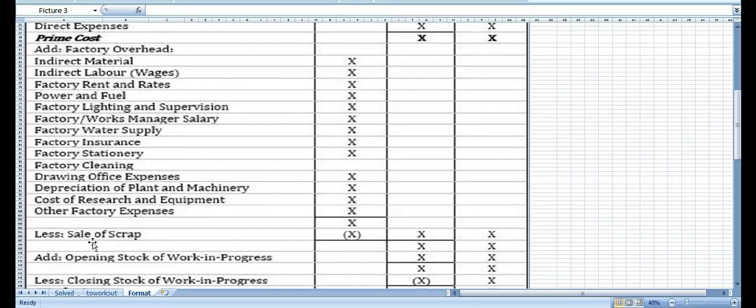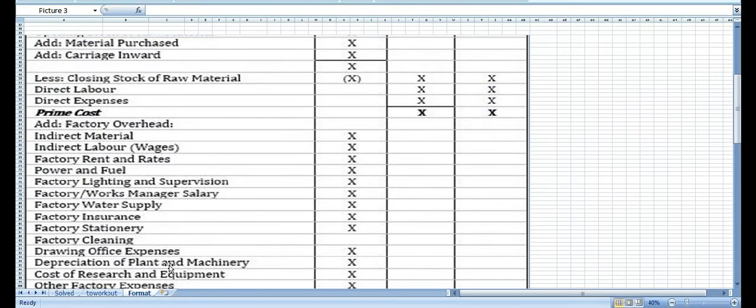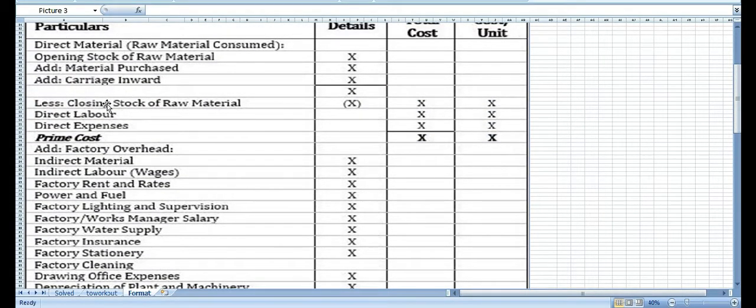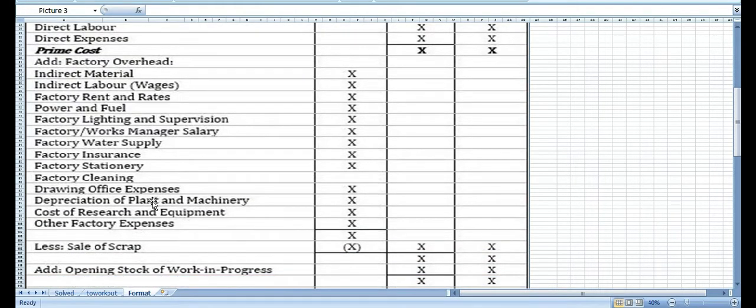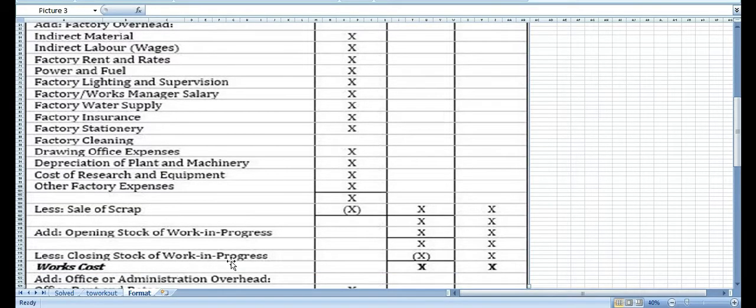Next, we add the opening stock of work in progress less the closing stock of work in progress. In the initial case, what we had was the direct material opening stock and closing stock calculated for the prime cost. But inside the factory, the direct material is converted into a product that will be work in progress. That's why the raw material I mentioned in the initial case is converted into work in progress material. So we have to add the opening stock of work in progress minus the closing stock of work in progress. Once we add all these items, we get the work cost.